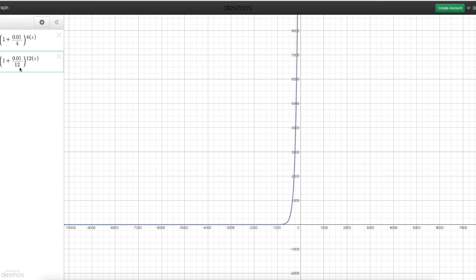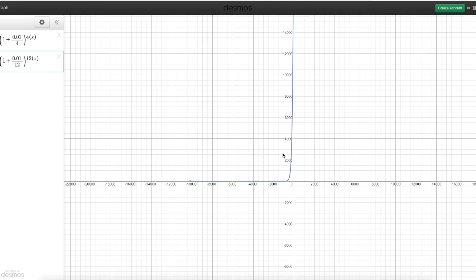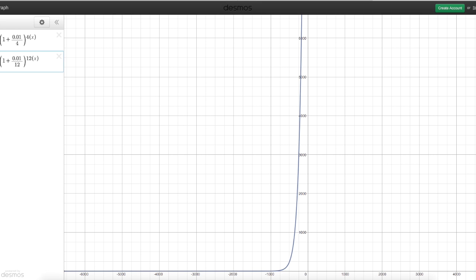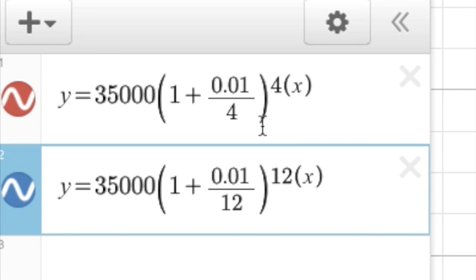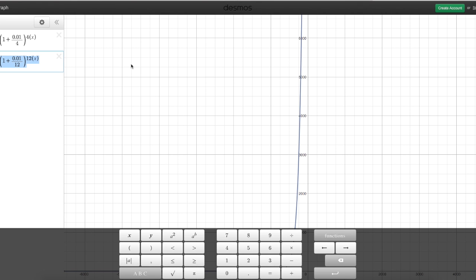Using Desmos, I was able to find how the two graphs would visually look. As you can see, I plugged in the two formulas that we found before, which was y equals 35,000, which is the value we were using, parentheses, 1 plus 0.01 over 4, to the power of 4. Same thing with the monthly interest. So the red is quarterly, the blue is monthly.